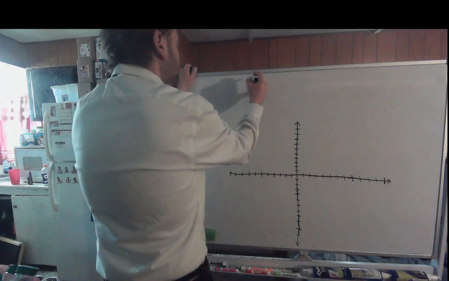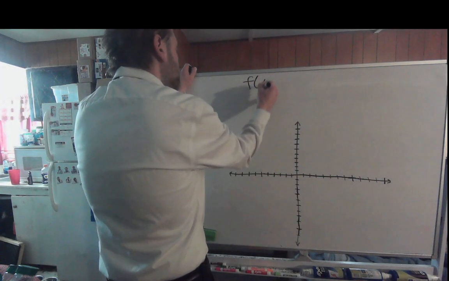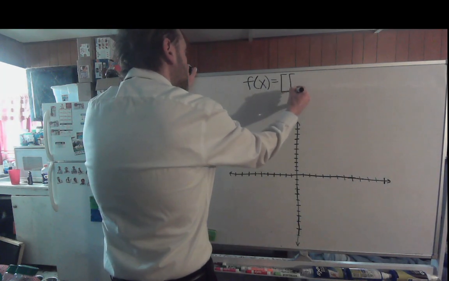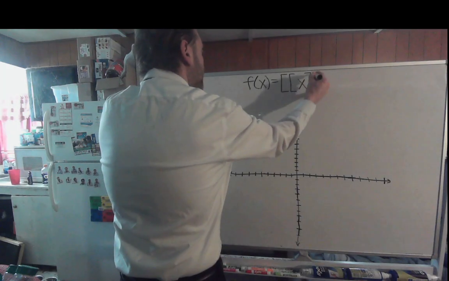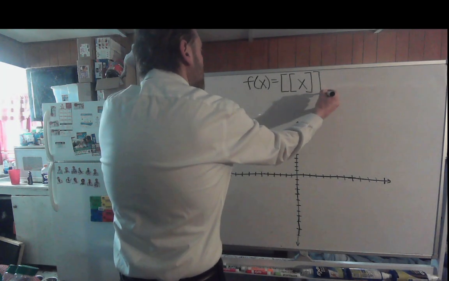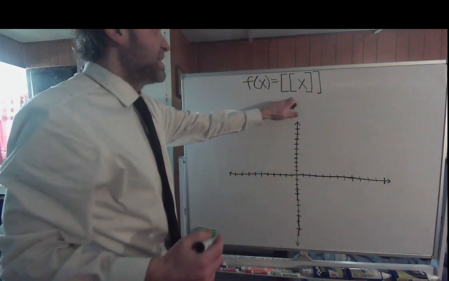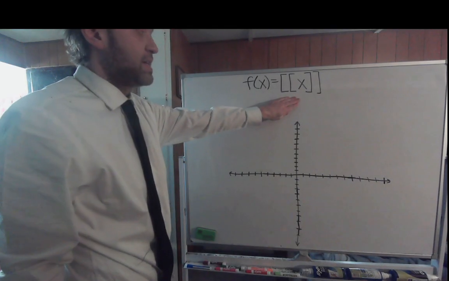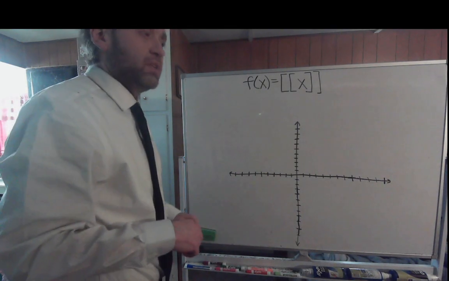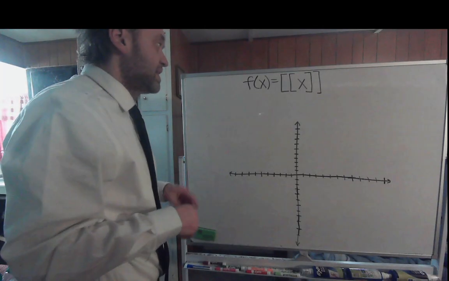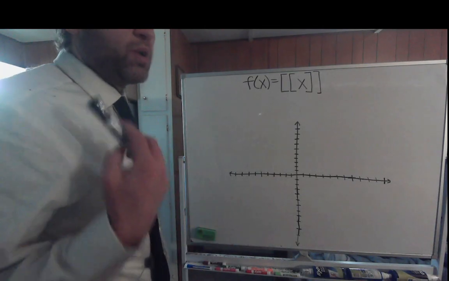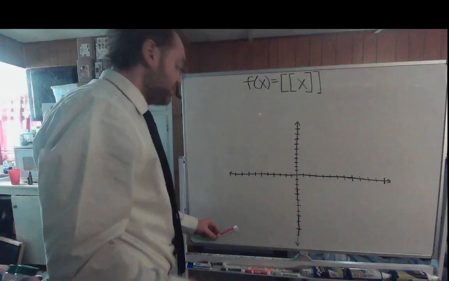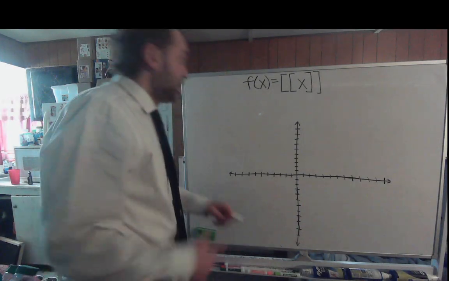Alright, let's say you have something like this. This is called the greatest integer function. F of x equals the greatest integer of x. So what is that exactly? What is the greatest integer of x? This is going to produce what looks like a step function. Now, for a step function, here's what it means.